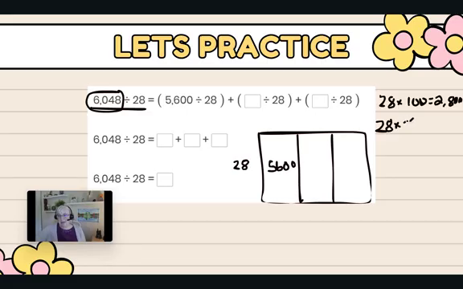Now I'm going to multiply it by 200. Well, 28 times 2, 8 times 2 is 16. Write the 6, carry the 1. 2 times 2 is 4, plus 1 more is 56. Did I do that right?